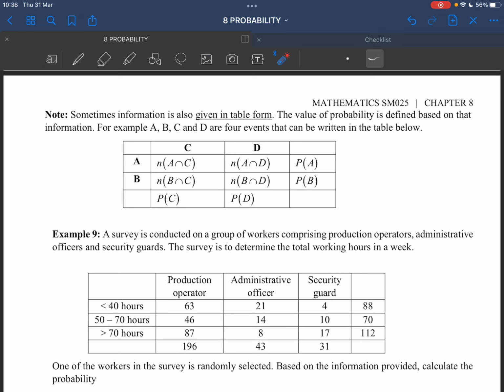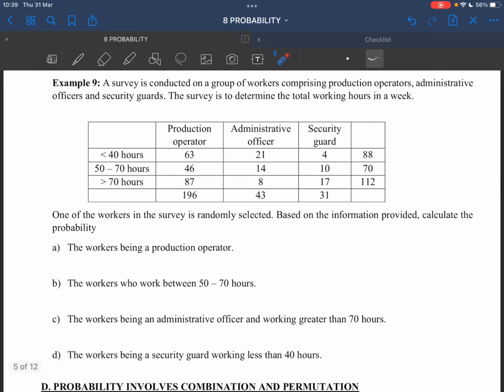So here, as you can see, we have A, B, let's say this is our A, B, this is our C, D. So this is the number of A intersect C. This is the number of B intersect C. This column here is B intersect D, and the same thing. And probability of A represents all these things here, the sum of all this row here. Probability of B is the sum of this row here. Probability of C is the sum of this column, and the same thing for probability of D.